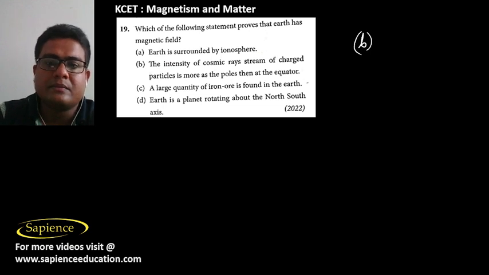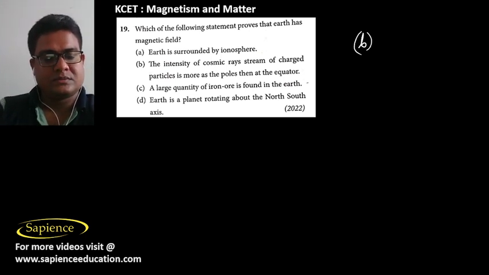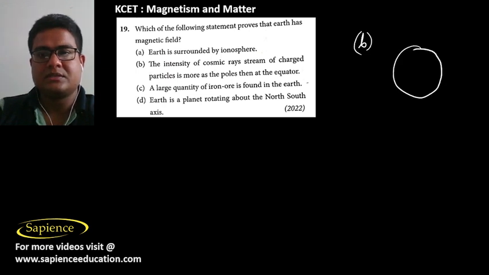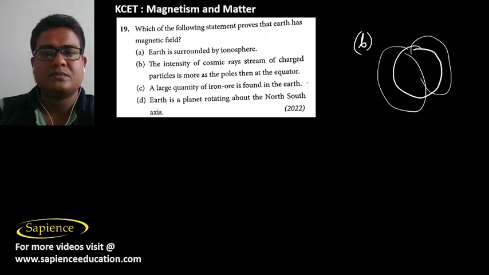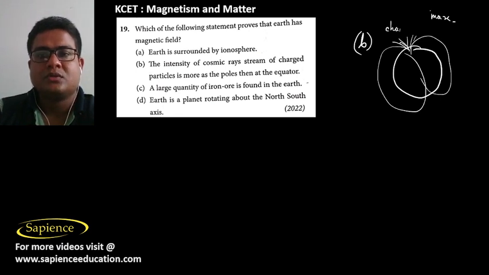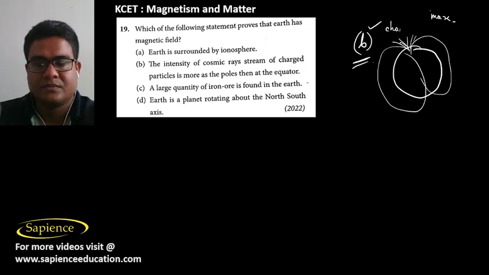Why? Due to the shape of the geomagnetic field, what happens, since the Earth has some magnetic field, the intensity of cosmic stream of charged particles is more at the poles than at the equator. Since at the magnetic poles, the intensity of the magnetic field is maximum, the intensity of the charged particles of the cosmic rays will also be higher at the magnetic poles than at the equator. So the statement B proves that the Earth has a magnetic field. So option B is the correct one.